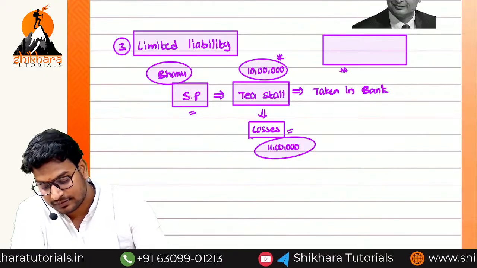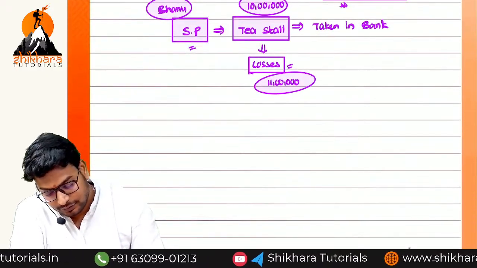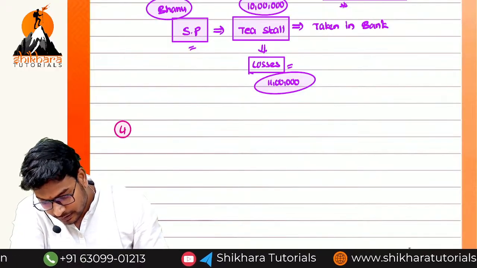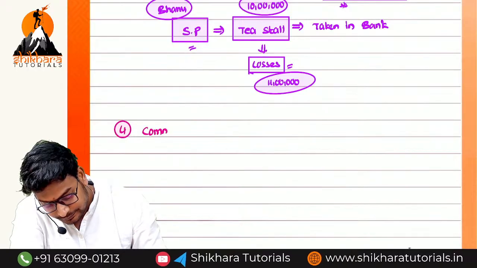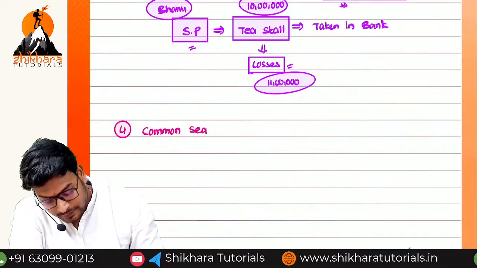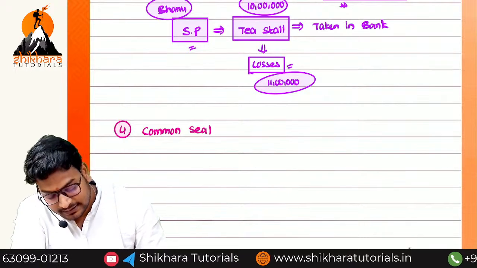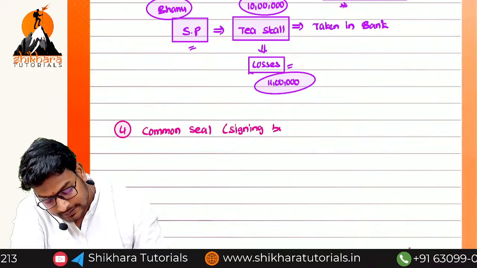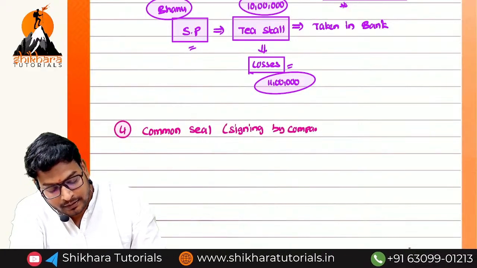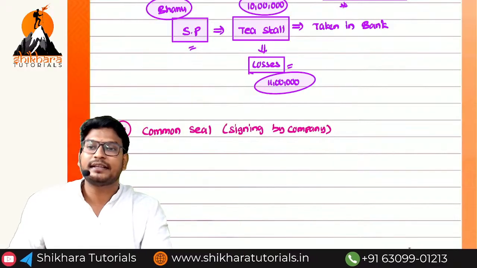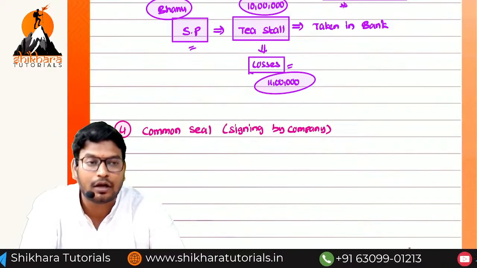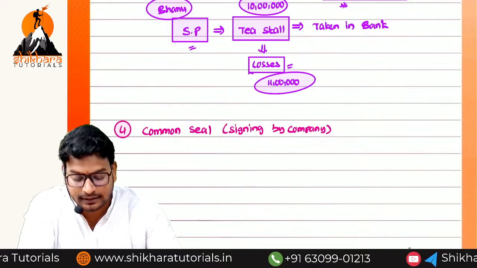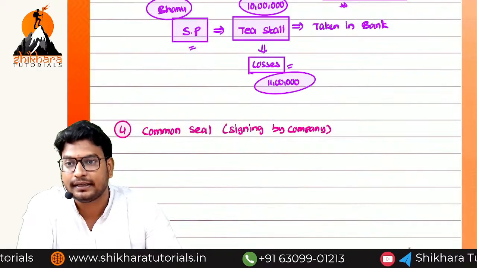These are the small features we can understand. The fourth one is called common seal. The meaning of common seal is signing by the company. We are human beings, so we can sign with a pen. How can the company sign? Company is not a human being. Company is an artificial person created by law.